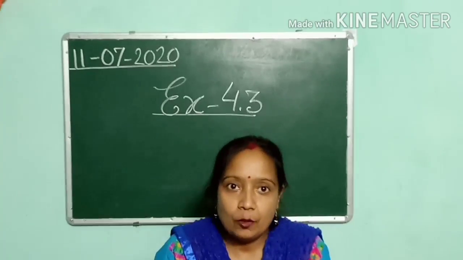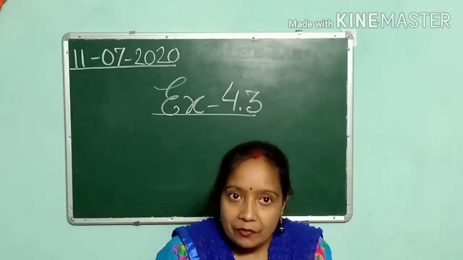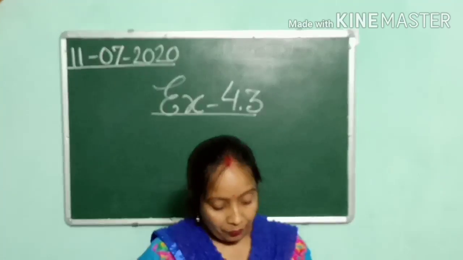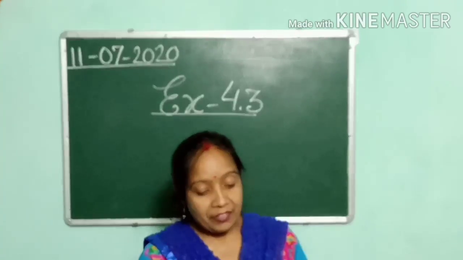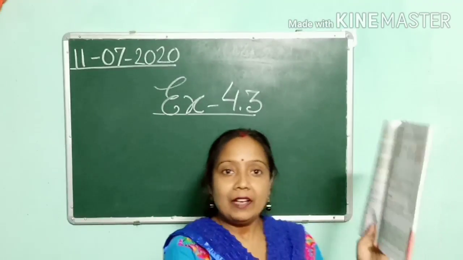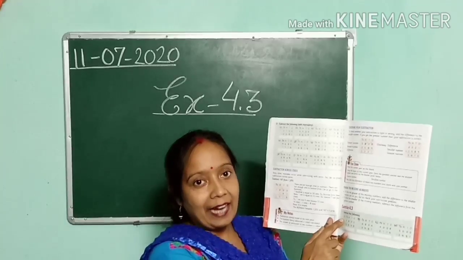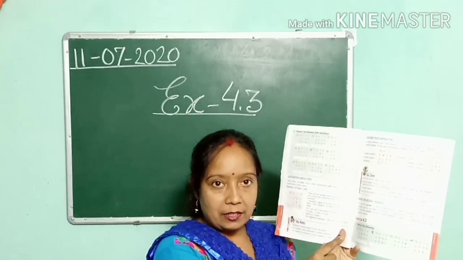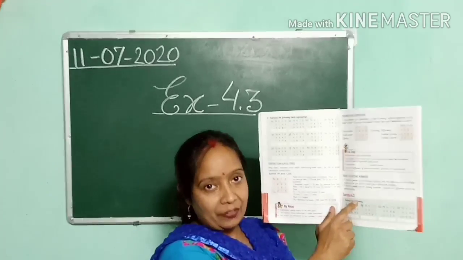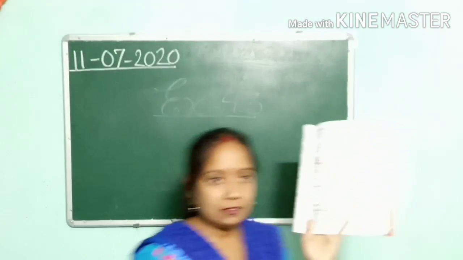Children, in our last video, we had completed exercise 4.2. Now, today we will start exercise 4.3. But as you know, children, we always make mistakes when we subtract with zeros, isn't it? So, in this exercise, we will practice that. Okay? Most of the time, we will get zeros and then we will borrow and then we will subtract. So, let's do it. We will start with question number 8. Okay, let's begin.